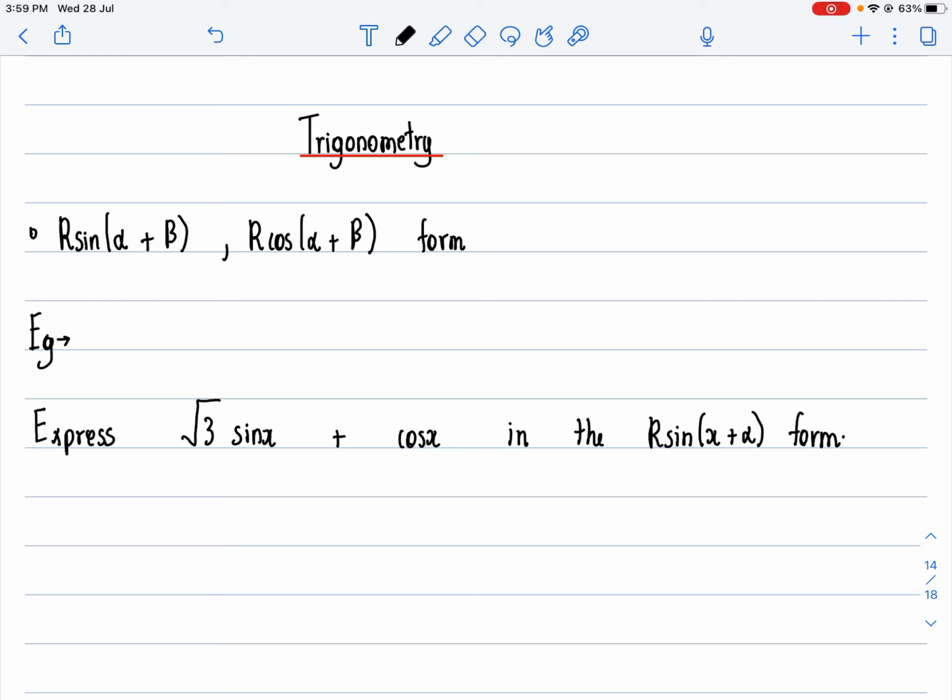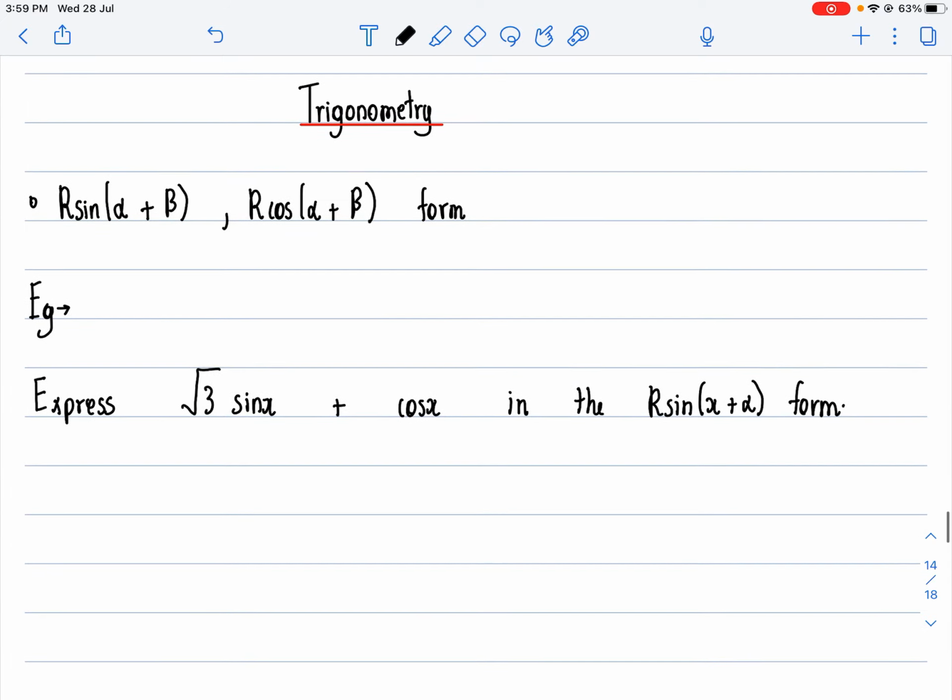Today we'll be doing the concept of the R sin alpha plus beta and R cos alpha plus beta form, which is a subtopic in the chapter of trigonometry. This is basically just one type of question which is normally asked. It is totally a process-based concept, so we'll be doing this concept via an example.